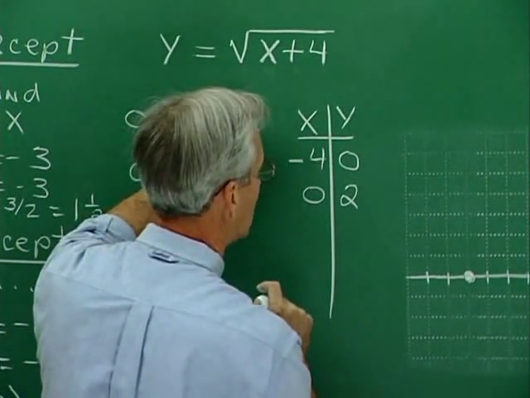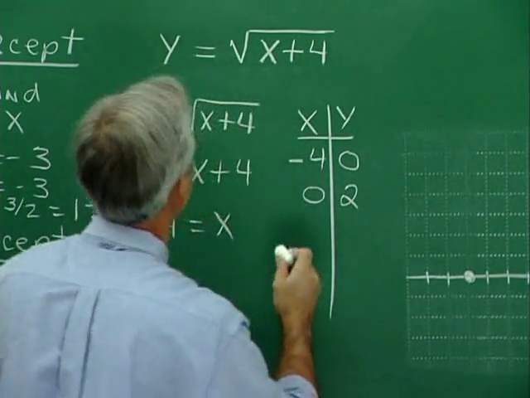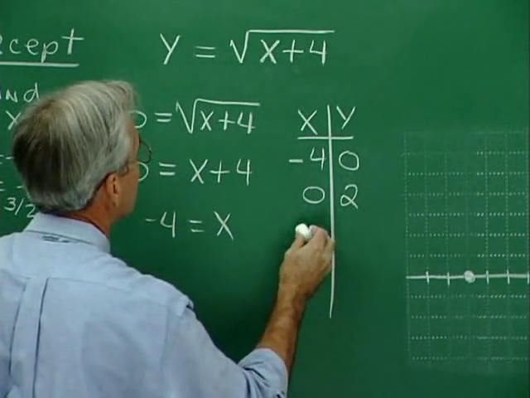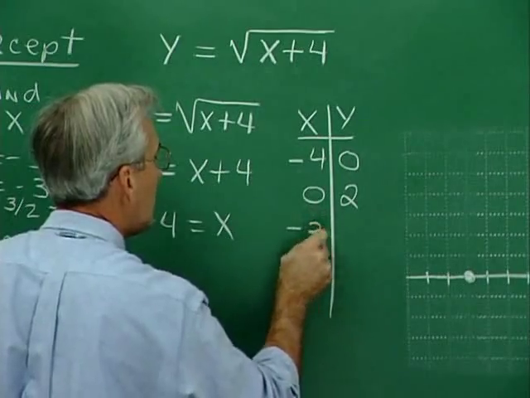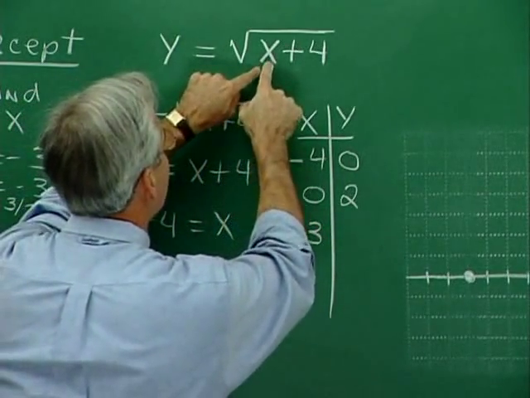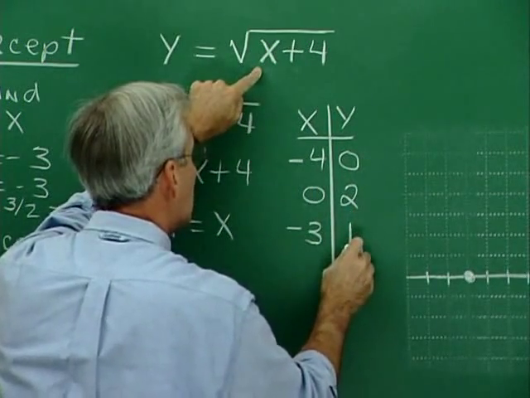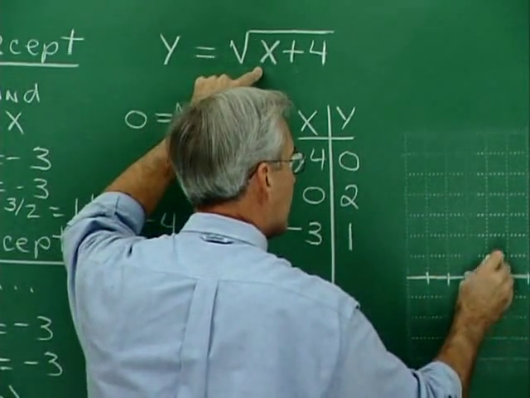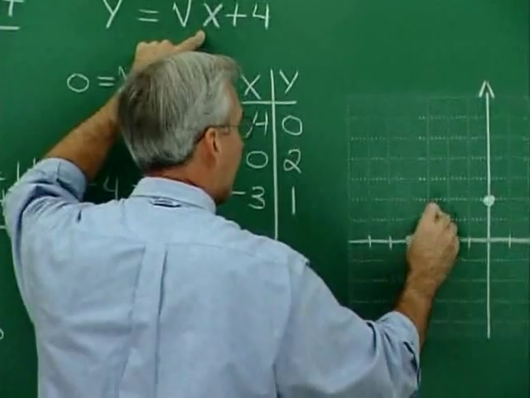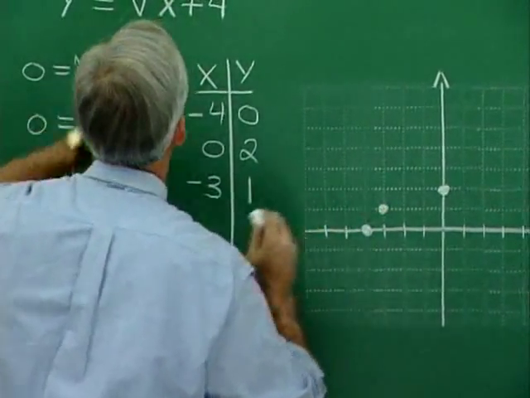How about something like negative 3? Because if x is negative 3, we have negative 3 plus 4, that's 1. The square root of 1 is 1. And that point is, let's see, negative 3, 1. All right. Good. Now what else? Let's see.